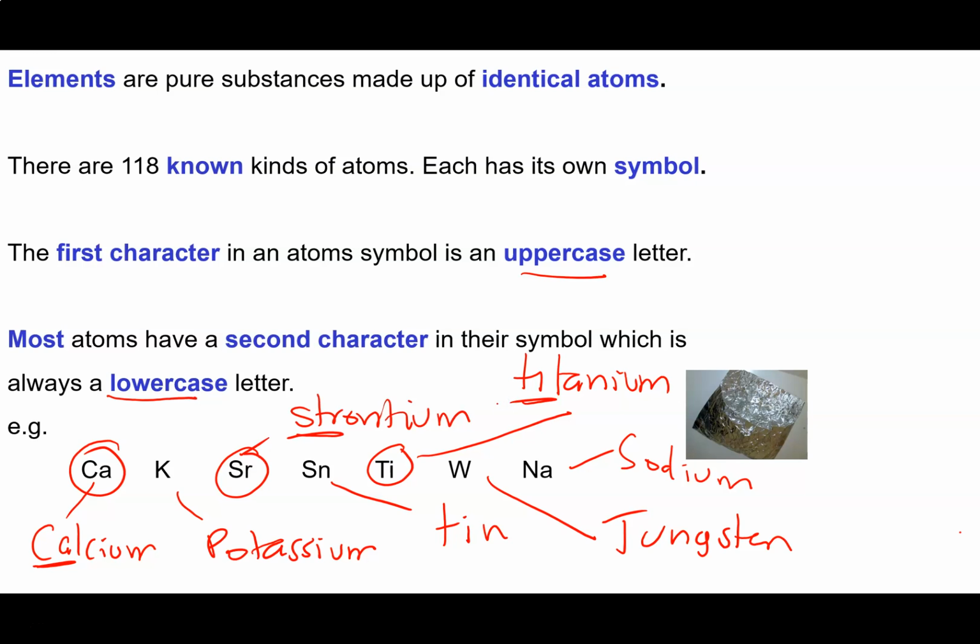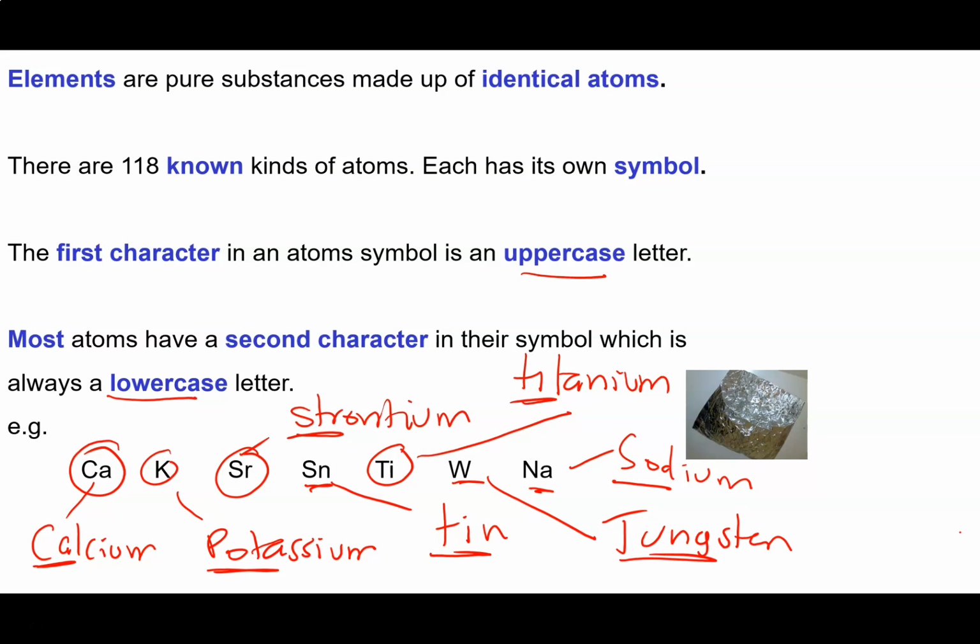And then others, so we've got potassium here, tungsten, tin, and sodium, and the symbol seems to have no connection to the English name. So we want to double check that we've got our symbols correct rather than assume that we've got them correct, because they're not always obvious.